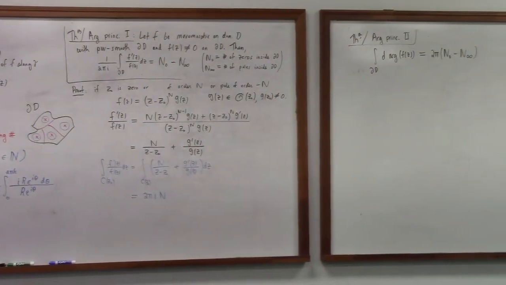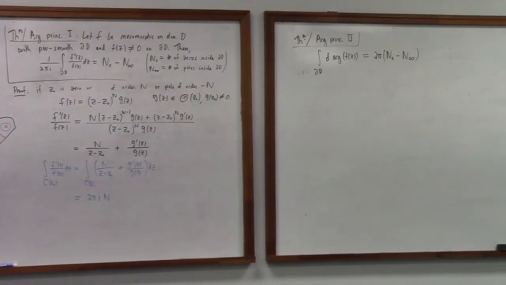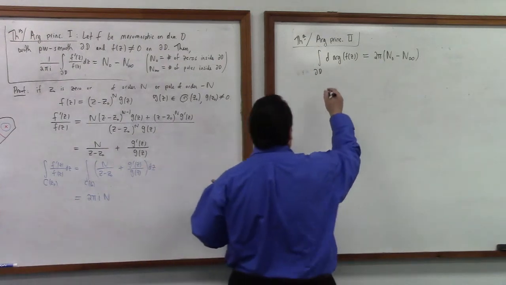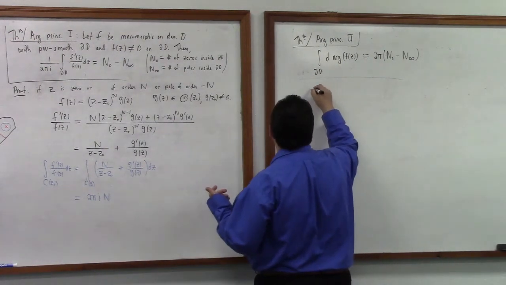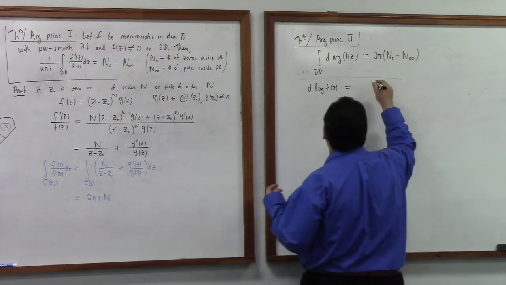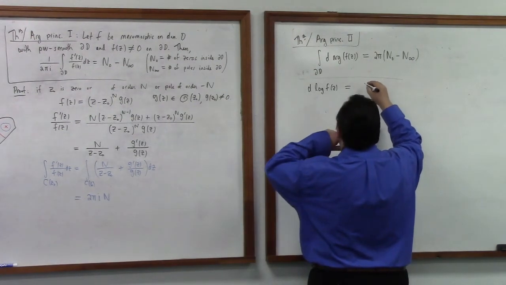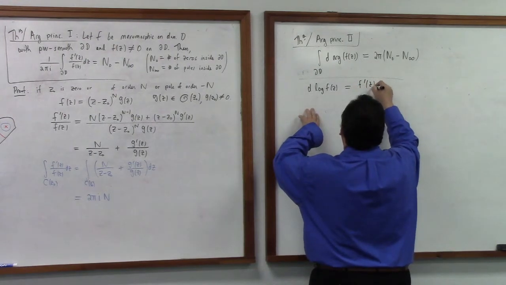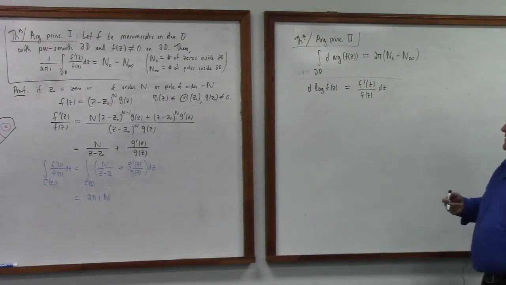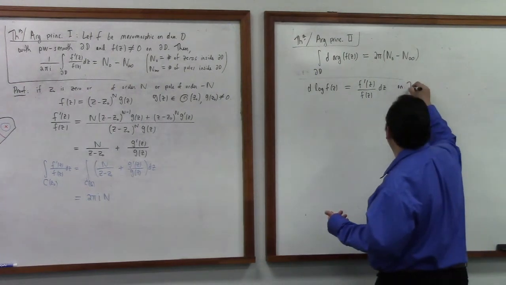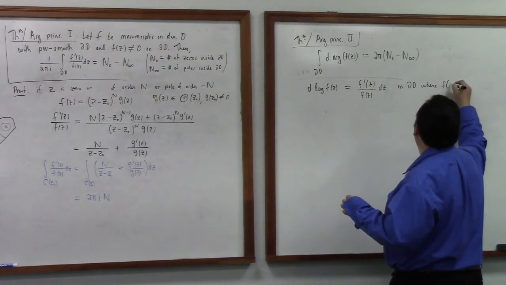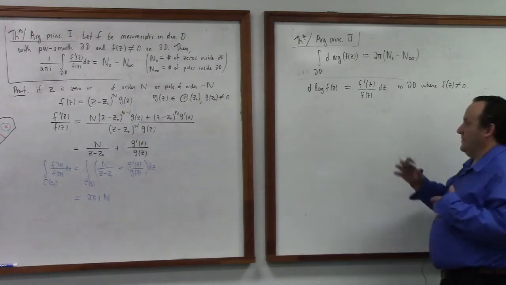Let me explain that. Remember, in the definition I've already explained, the differential of the log of f of z is equal to f prime of z over f of z dz, given the condition on the boundary of D. What are we assuming? f of z is not equal to 0. So that makes sense, this calculation.